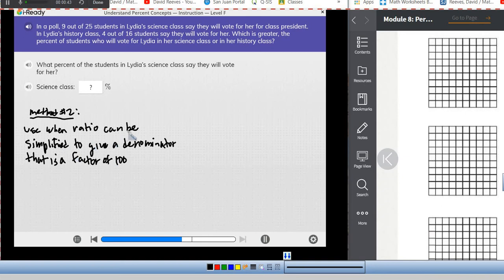Okay. Use this method when the ratio can be simplified to give a denominator that is a factor of 100, and then you would go back and use method number 1.